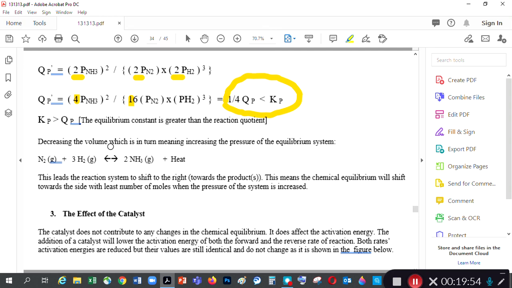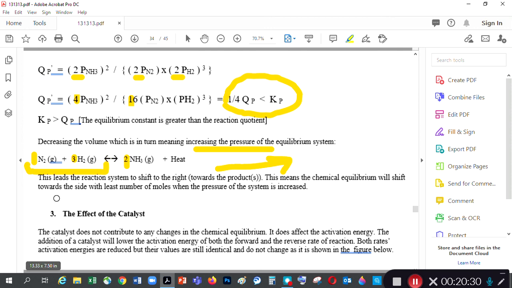When you decrease the volume, that in turn means increasing the pressure. That's Boyle's law, correct? And when we decrease the volume and increase the pressure, the shift will go to the side with the least number of moles. The least number here is 2. Here it is 1 and 3, which is 4. It will go to the right, to the product side, correct? The least number of moles is 2 moles here, and the reactants are 4 moles.